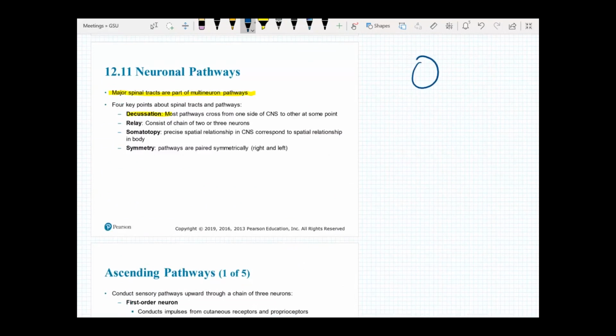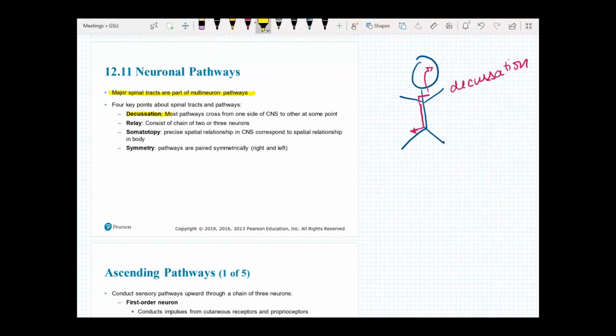So if this is my lovely little person, and we're going to have something happen here, it's going to travel up the same side of the spinal cord. At some point, it is going to cross to the other side of the spinal cord and go to that side of the brain. Because remember, one side of the brain controls the opposite side of the body. So this is what's happening with our decussation. It's crossing to the other side of the body at some point in order to make your right side of your brain control the left side of your body.